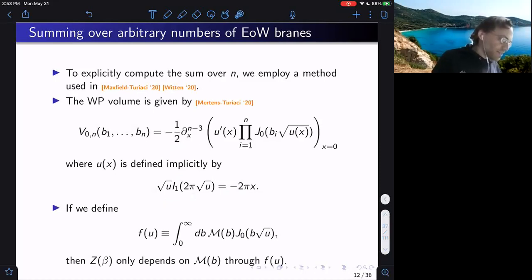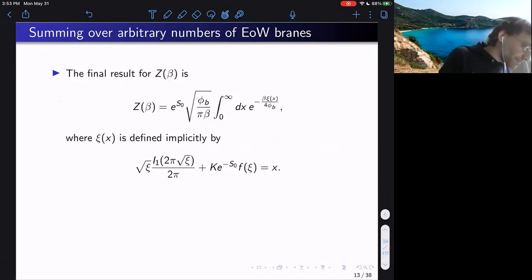And so it's convenient to actually take the end of the world brane measure and integrate it against this Bessel function J0 to define a new function, which I'll call f of u. And the idea is that the answer for the black hole partition function only depends on the end of the world brane measure through f of u. So f of u encodes the data of the end of the world brane. And so we can write our answer for Z of beta in terms of f of u. And this is what the answer is.